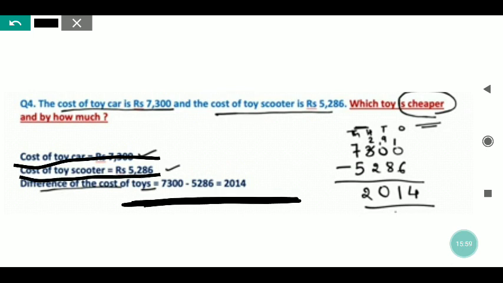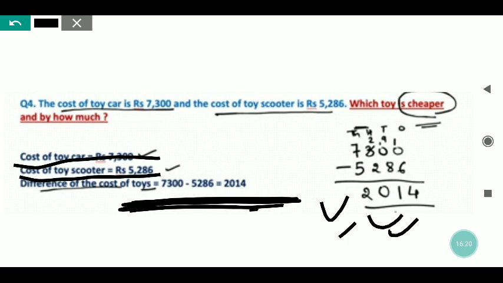What we have done? We have calculated. We have found out the difference. So how have we done it? We have subtracted both the numbers. Here we have to take borrowing for subtraction. Then we have calculated the difference between the toy car and the scooter. Which toy is cheaper and how much?